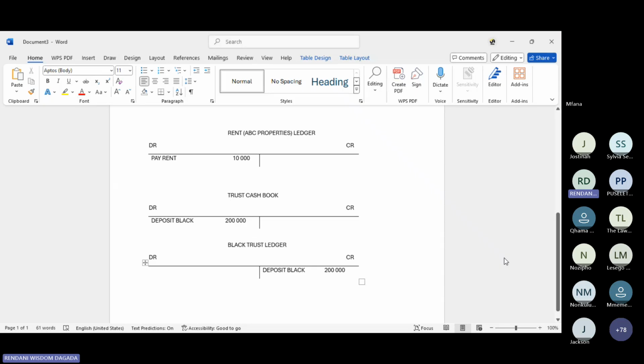Okay, let's continue. Before we continue, can I please ask a question? Yes. Is it necessary when we do the trust cash book to say trust cash book section 86.2, or is it not necessary? No, not necessary. You just leave that.